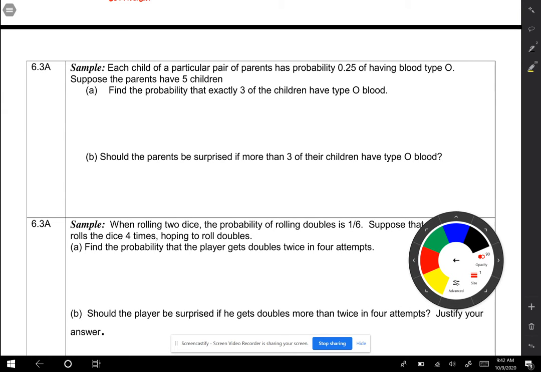Each child of a particular pair of parents has the probability of 0.25 of having blood type O. Suppose the parents have 5 children. So n equals 5, and your probability p equals 0.25. So you have two things that you really needed to know. Part A: find the probability that exactly 3 of the children have type O blood.